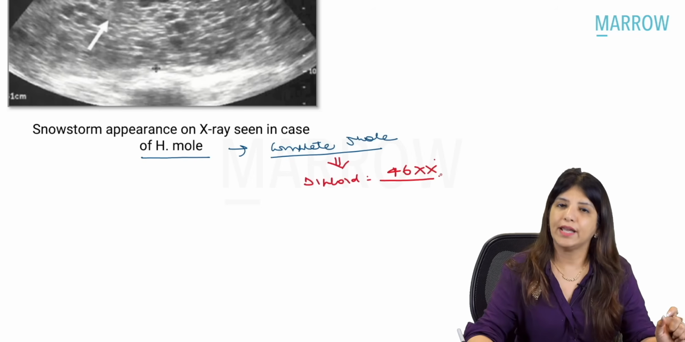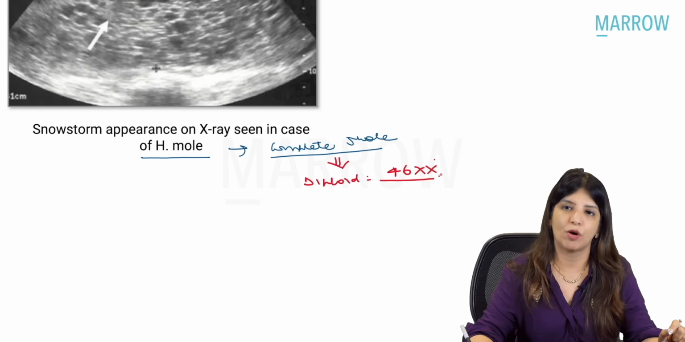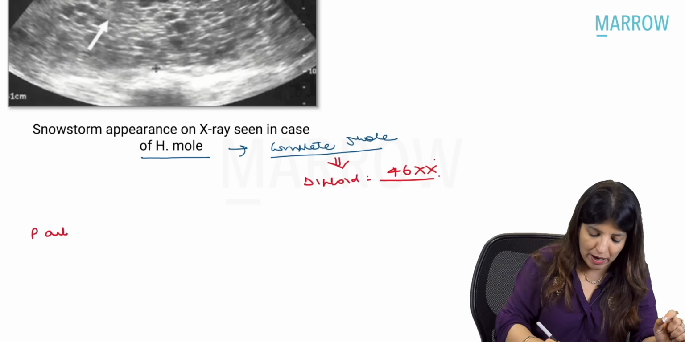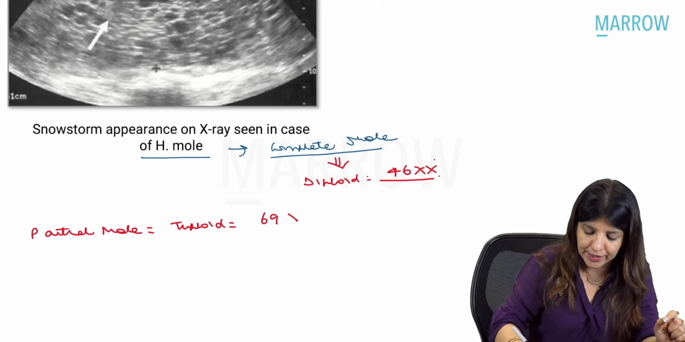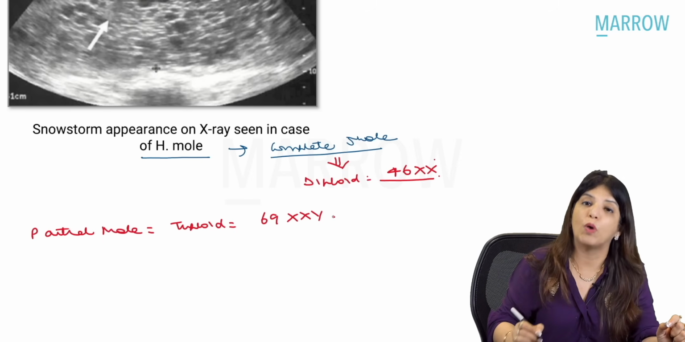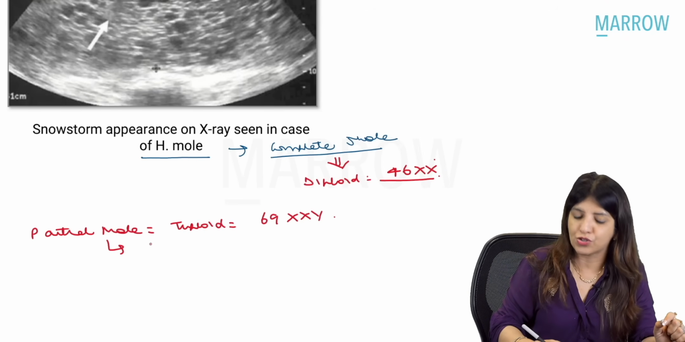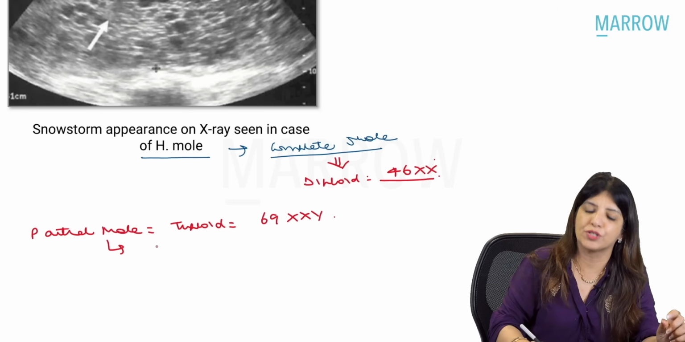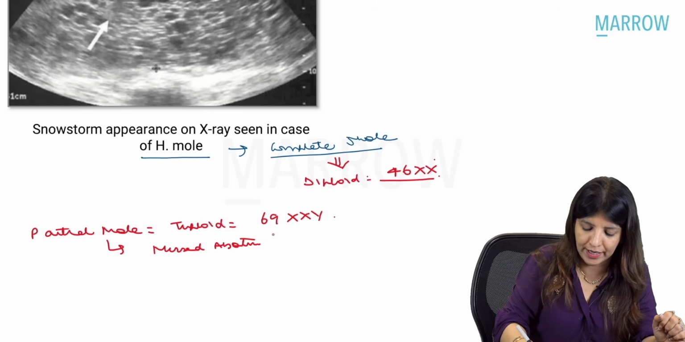Right? Now, in case of complete mole, on ultrasound, you get a typical snowstorm appearance. In case of partial mole, which is triploid and its chromosome number is 69XXY, when you do an ultrasound, you get an image which resembles that of missed abortion or incomplete abortion.